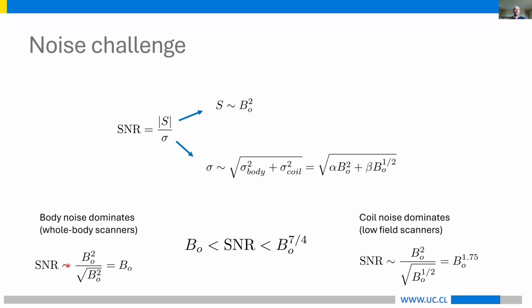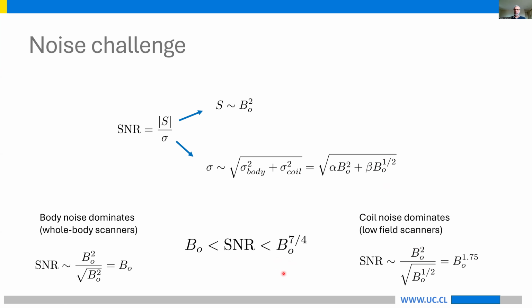noise, and therefore you have a signal to noise ratio which is B0 squared divided by the square root of B0 squared, which is B0. So that's the rule of thumb: SNR increases proportional to the field. But for lower field, the noise from the coil becomes dominant, so the SNR is proportional to B to the 1.75, a little bit bigger than linear. So signal to noise ratio is in between B and B to the 7/4. That's what we have to keep in mind.